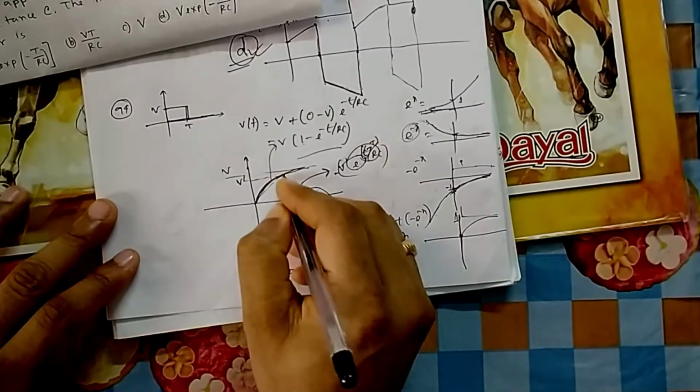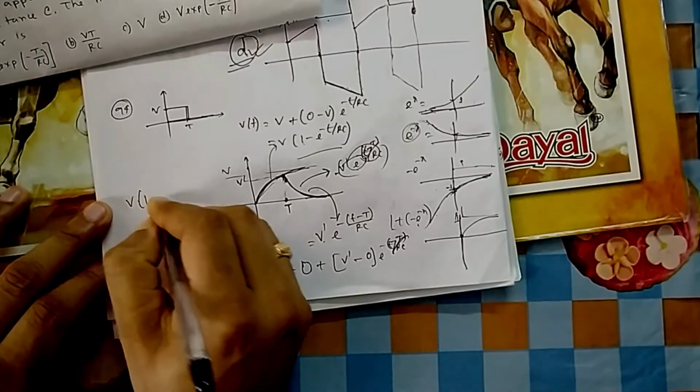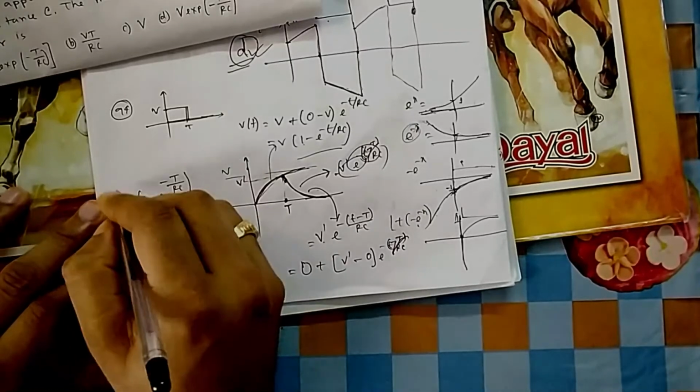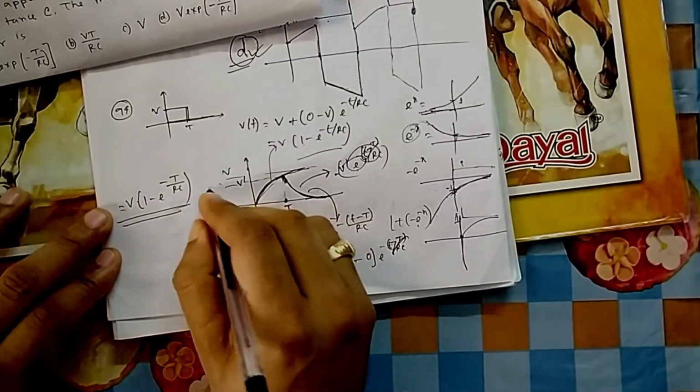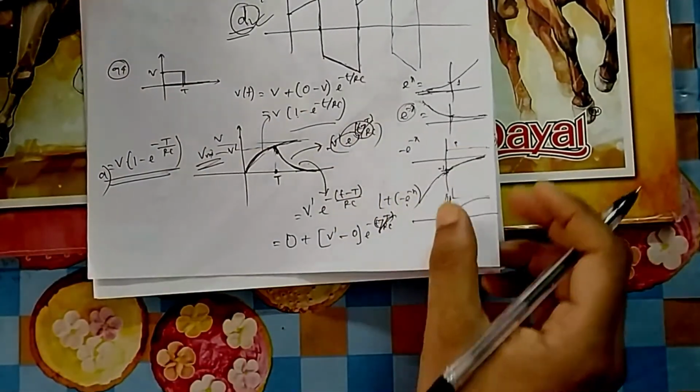So what is the peak value? Peak value is here, at T. So at T, what is the output? It will be V into 1 minus e to the power minus, instead of t you will put capital T. So this is the maximum value it can attain. This is the max. So that is your option A. You have to be careful about this graph, because there is a twist and turn, but you can easily go through it.